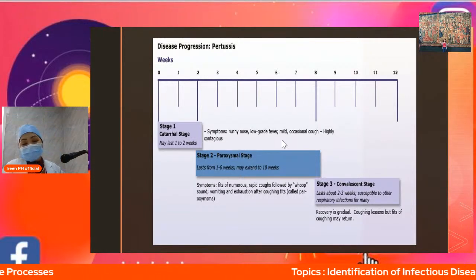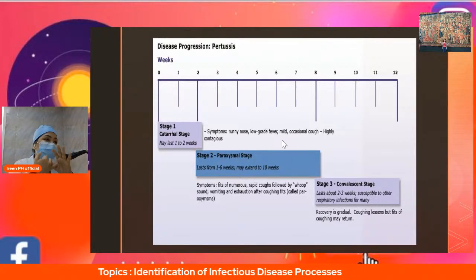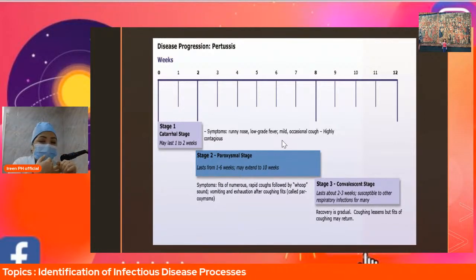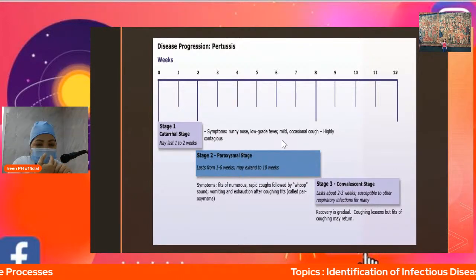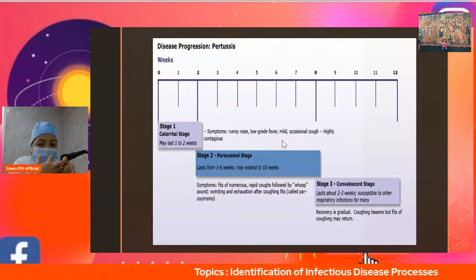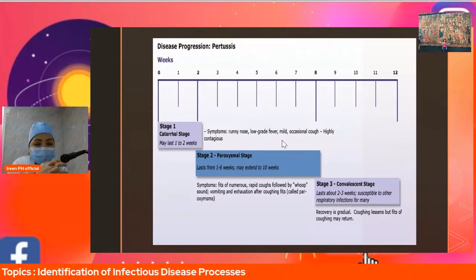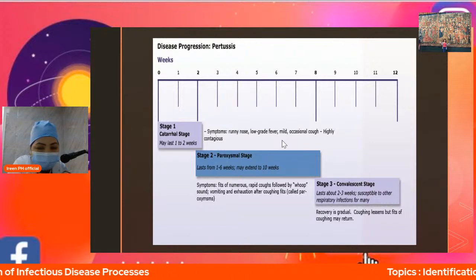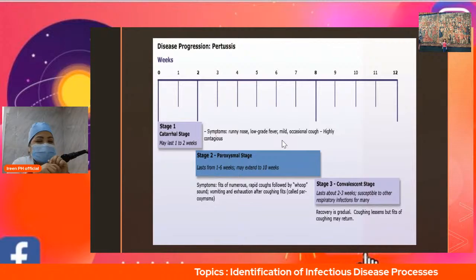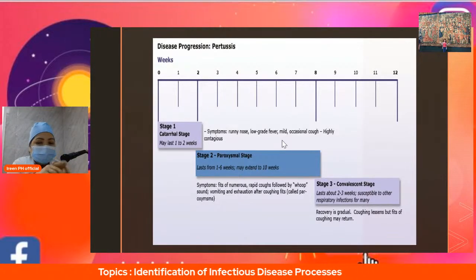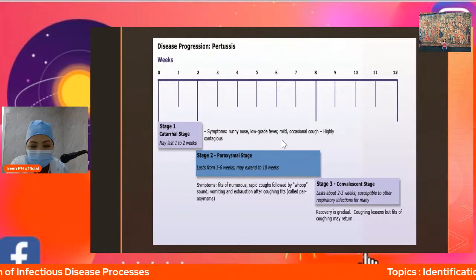And then stage 3. I mentioned stages 1, 2, 3. Stage 1, what's that? Catarrhal stage. Stage 2, paroxysmal stage. Stage 3, convalescent stage. The acronym for me is CPC: catarrhal, paroxysmal, convalescent. Then it lasts about 3 to 4 weeks.